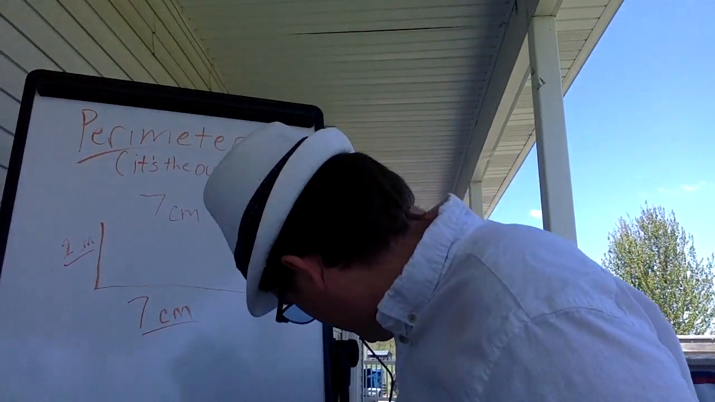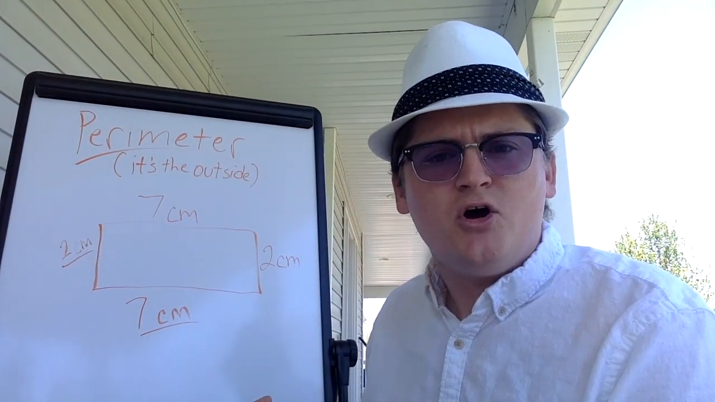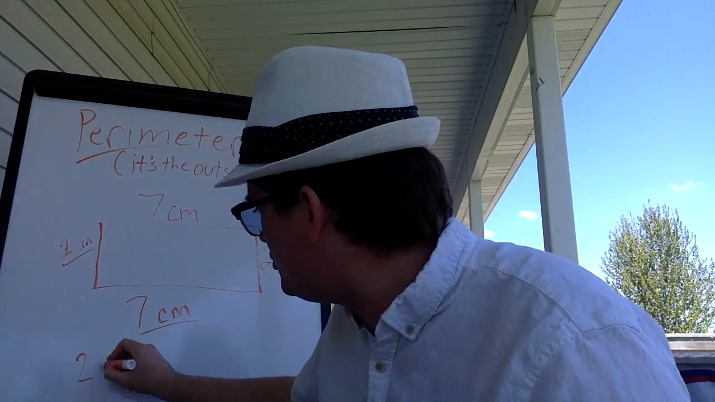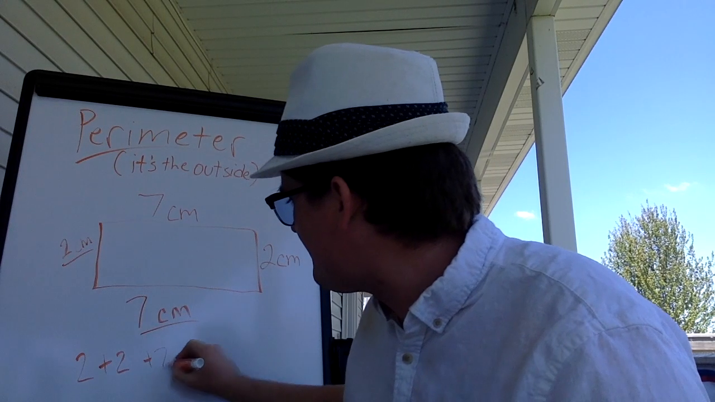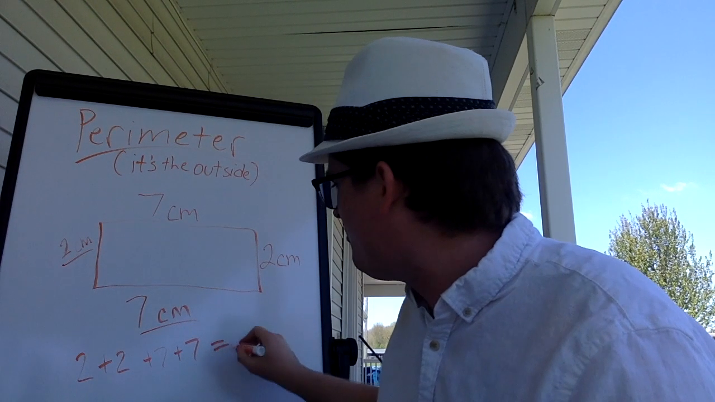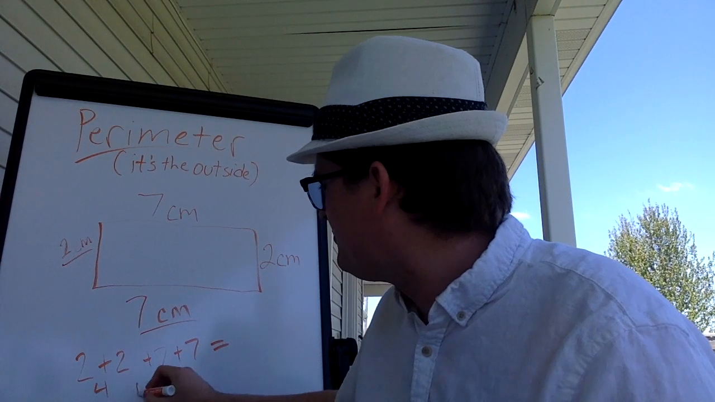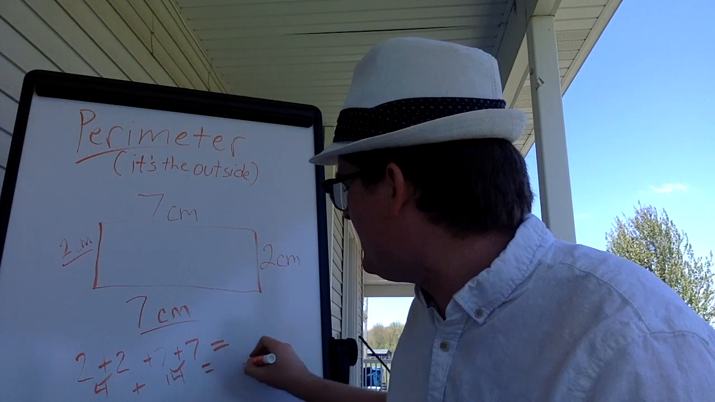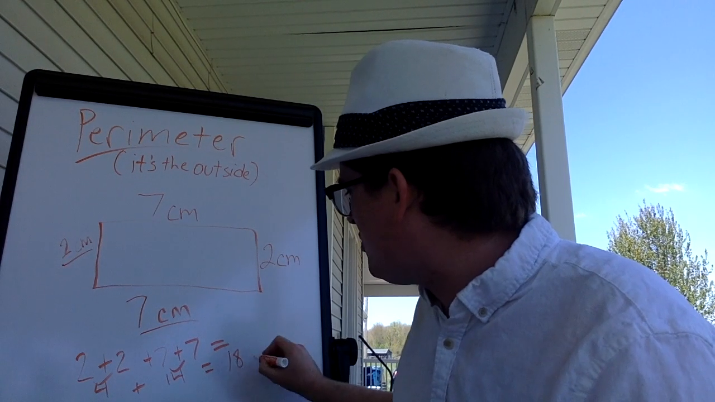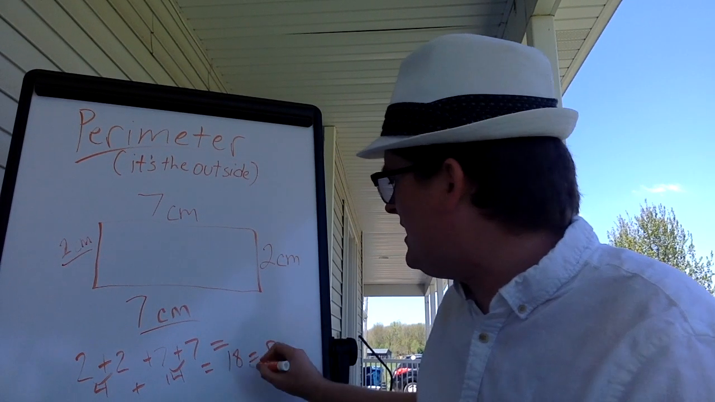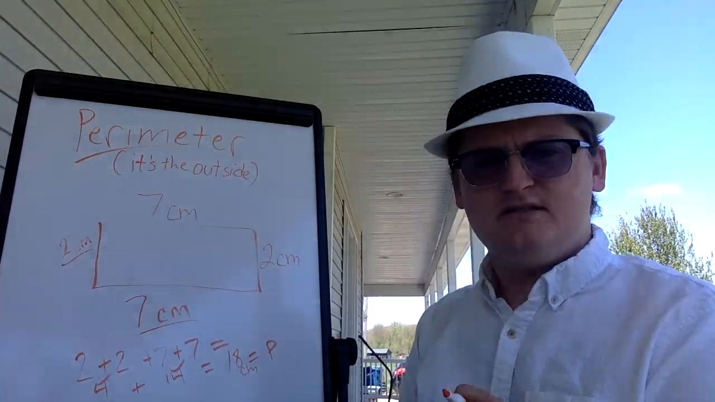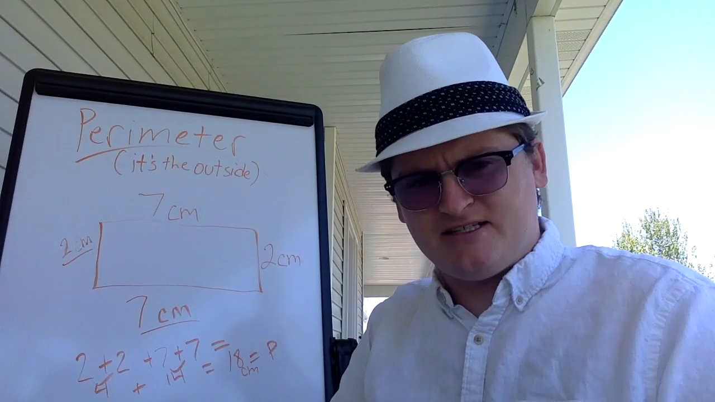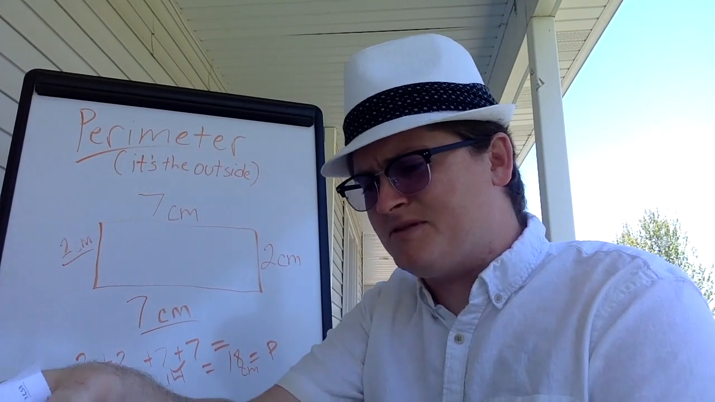Now, to solve the problem, we just add it up. We're going to go 2 plus 2 plus 7 plus 7, and we get 4 plus 14, and that equals 18. So the perimeter, or P, equals 18 centimeters. Simple enough. That's our example for our problem set.